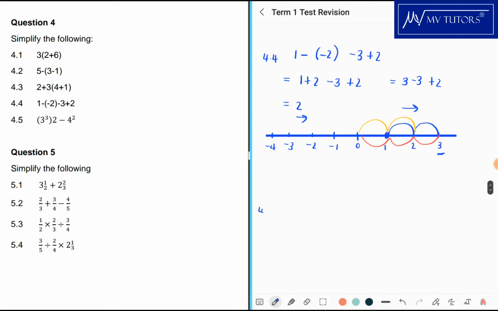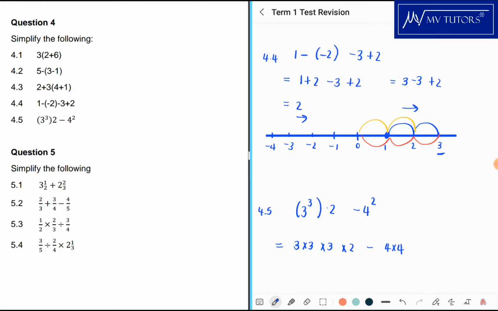Okay, and then the last question from question 4. So there we have our exponents. 3 to the power 3 times 2 minus 4 squared. All right, what is 3 to the power 3? Remember, it is 3 times 3 times 3. And from our video, 3 cubed, remember I said you should cram them? Yeah, so if you cram it, you would know that 3 cubed is actually 27. And we're going to multiply it by 2 and 4 squared.